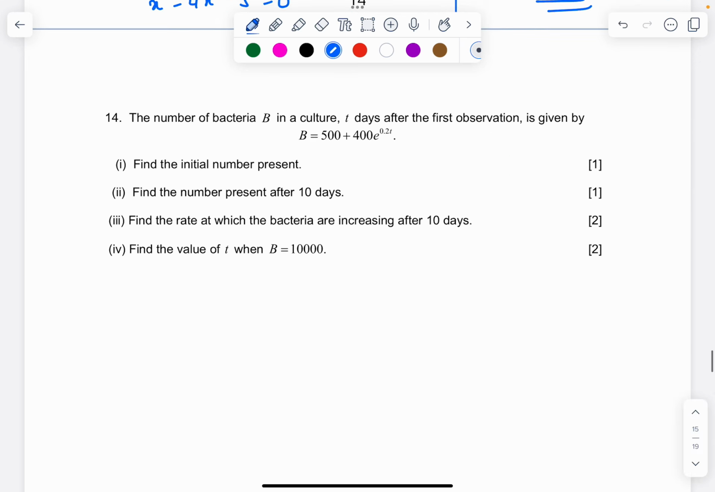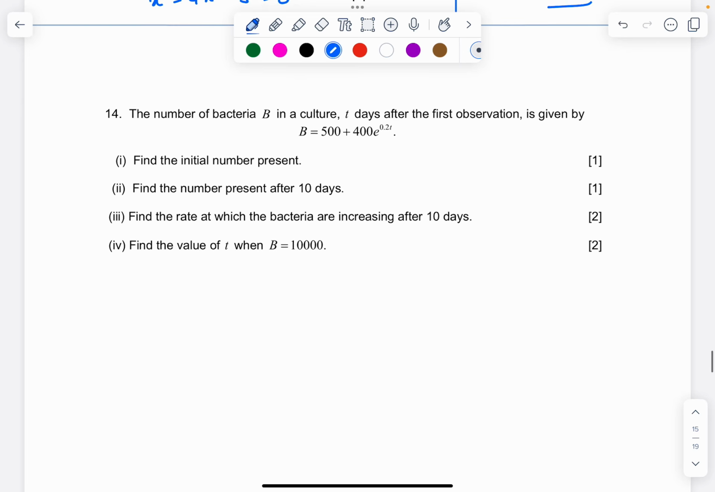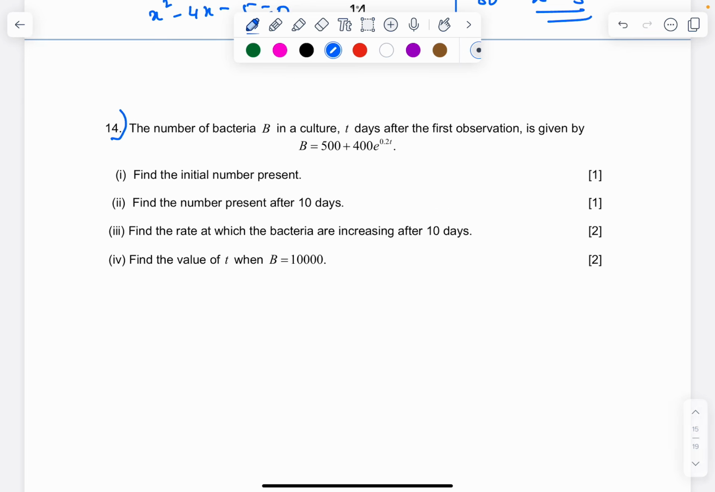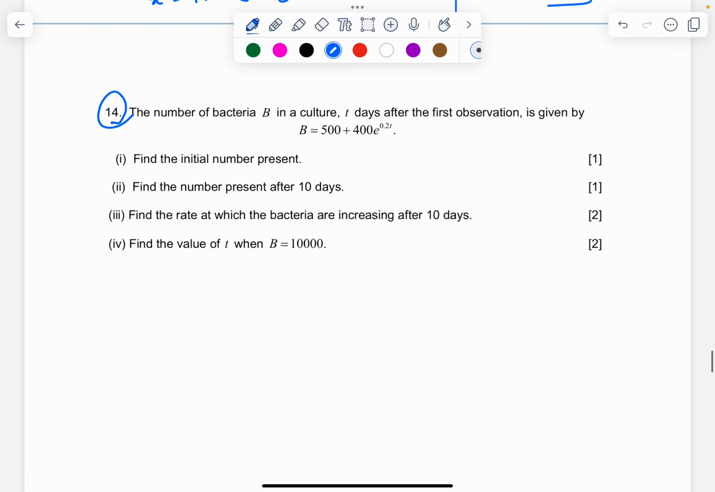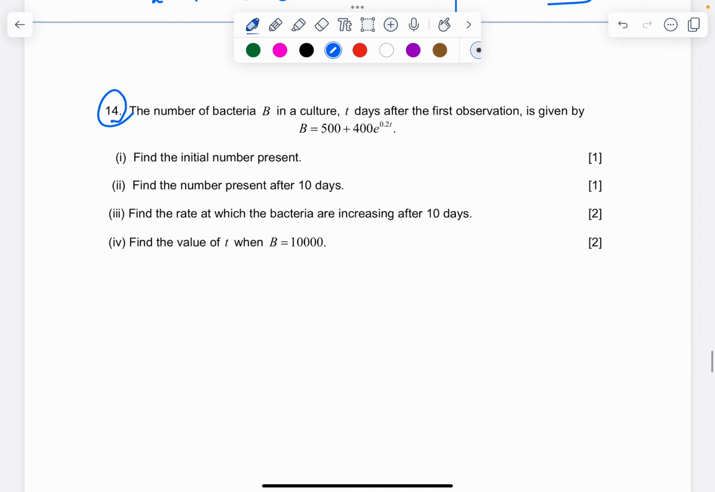Okay. Question number 14. We did a lot of questions of this type. We don't need to do it, but we still insist. I will just find the initial number present. Initial means always t equal to 0. So when t equal to 0, b equal to 900. Then after 10 days, which means t equal to 10.